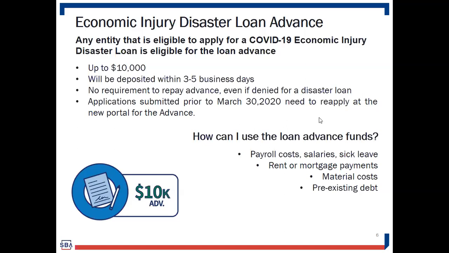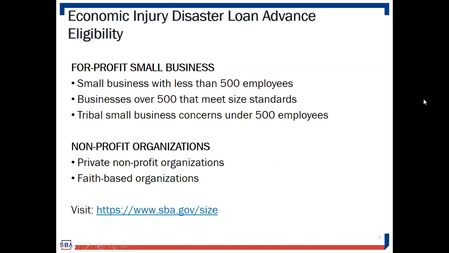Next slide. So the eligibility for the EIDL advance is going to be nonprofits and for-profit small businesses. The one group that's not eligible for this program but was eligible for the PPP is ag businesses. So ag businesses are eligible for the PPP loan, but they are not eligible for the EIDL advance. But for the most part, it covers many of the same business types and nonprofit types.